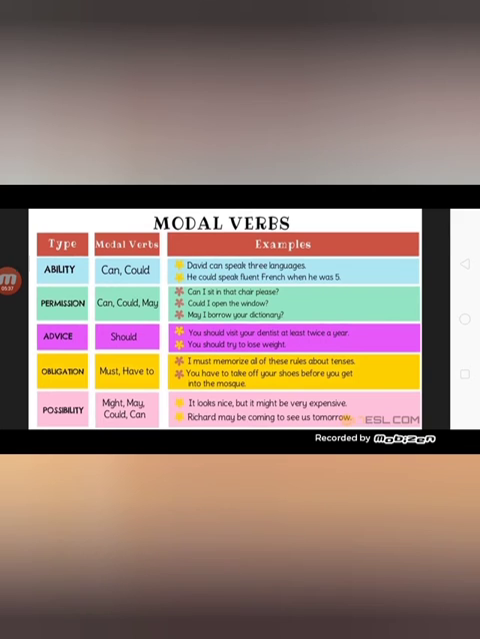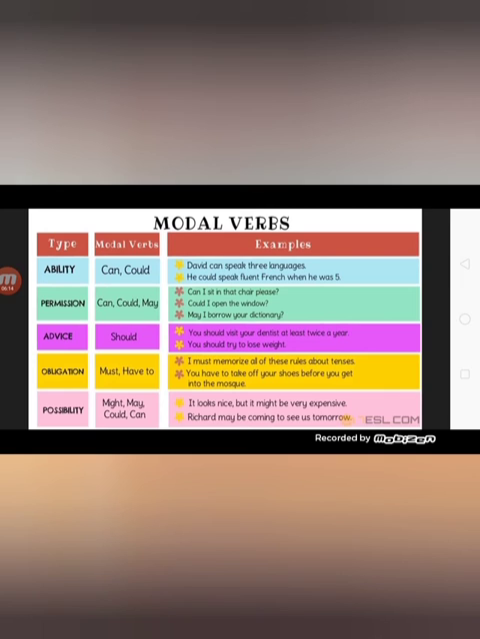Then the last condition, the fifth condition that we have, is possibility. In possibility we use might, may, could, can. May is used in the present tense actually, and can is also used in the present tense, and their past forms you can take, like might can be used in the past for may, or could can be used in the past for can. You can see the examples, like if I give an example, yes I can do it. You can see the example which is given here.